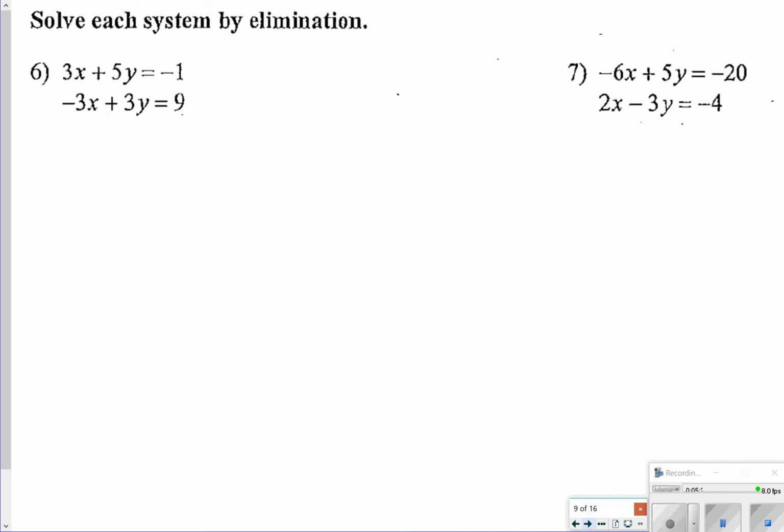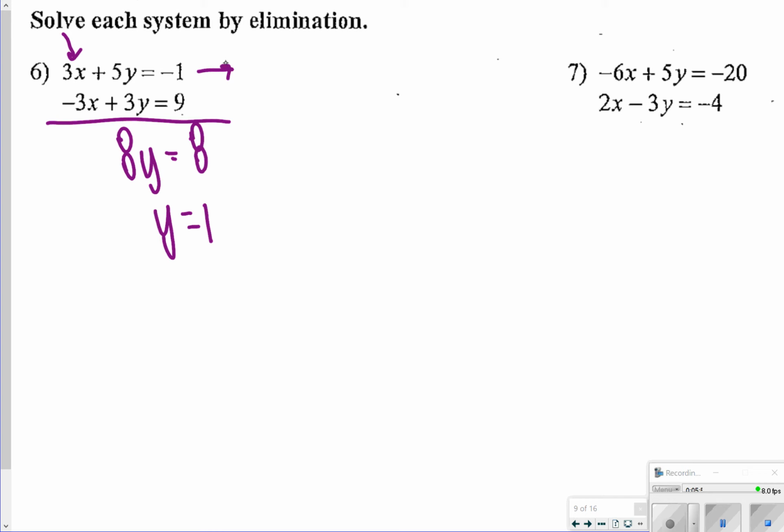Number 6, let's go and flip that page. We're going to solve each system by elimination. Right now, I see that I can eliminate my x's. So basically, when I add these together, I'll get 8y is equal to 8. So y is equal to 1. And then I'll just plug y is equal to 1 back into an original equation. I'll plug it probably right back in here.